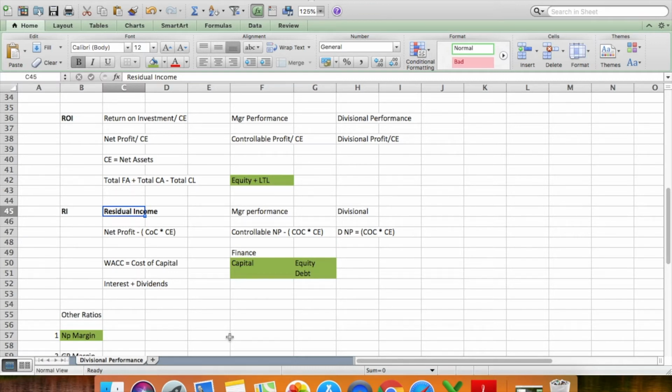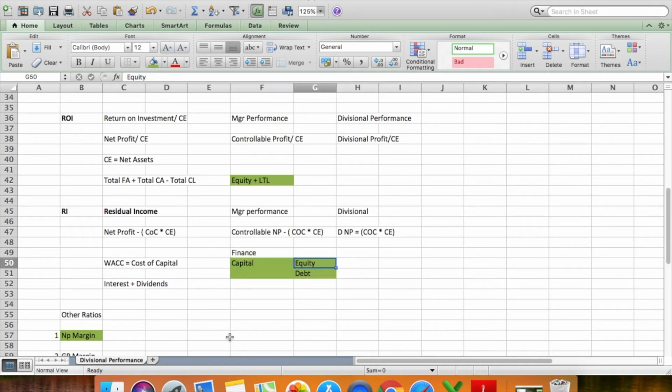What happens is, every division or organization has to pay off its debt holders and its shareholders, either preference shareholders or ordinary shareholders. So residual income calculates how much income of a division is left after paying off its debt holders and its equity shareholders. So the formula for residual income is net profit minus cost of capital times capital employed. Cost of capital is also called WACC. WACC, the cost of capital, is the cost that has been generated based on the capital that you have. So capital is divided either into equity or debt.